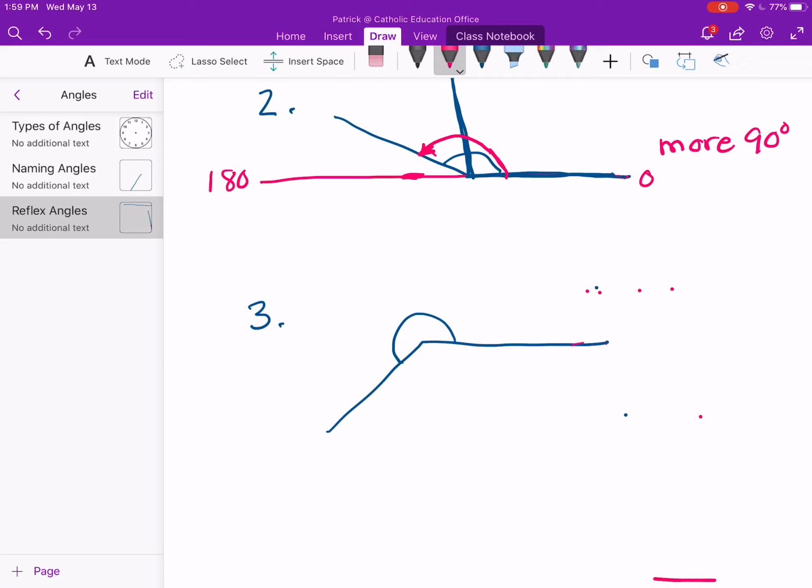Okay, I'm going to decide that this line here is 0. That's where it's starting. I'm going to keep going, and I'm going to go straight across to make my straight angle, which is 180 degrees. That would be if it started at 0 here and went all the way over to here and stopped there. That would be a 180 degree turn.